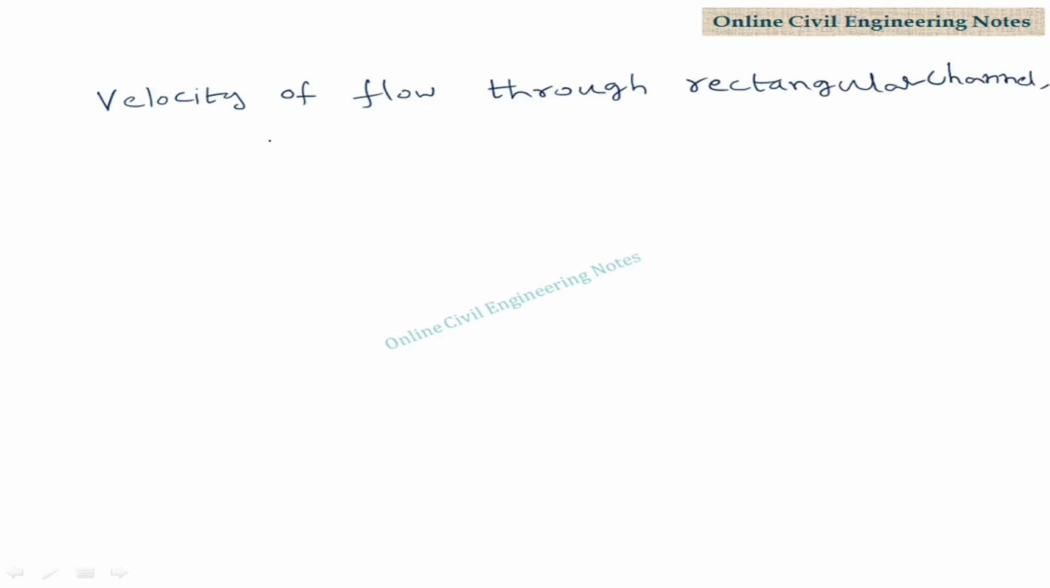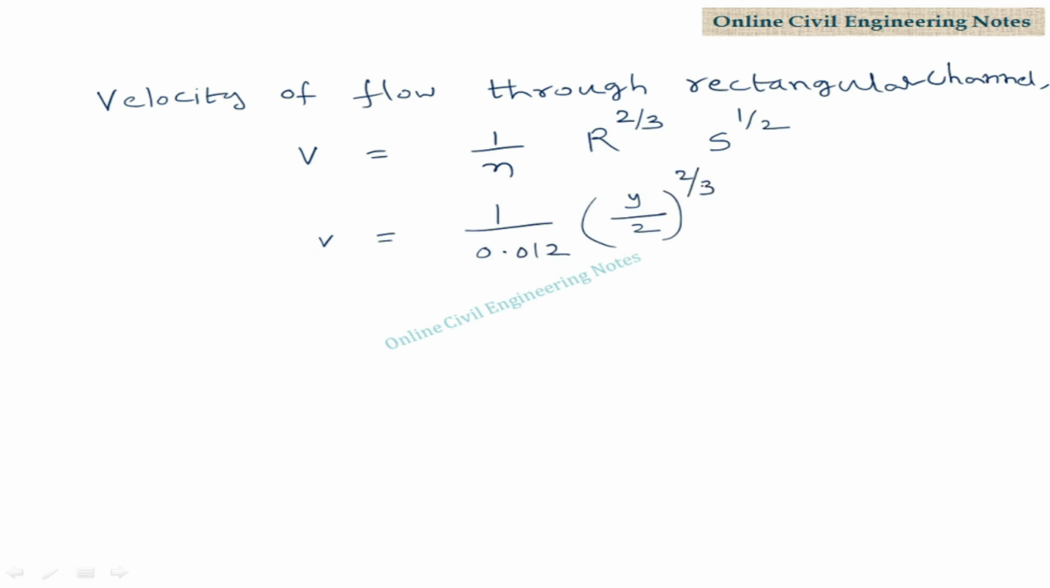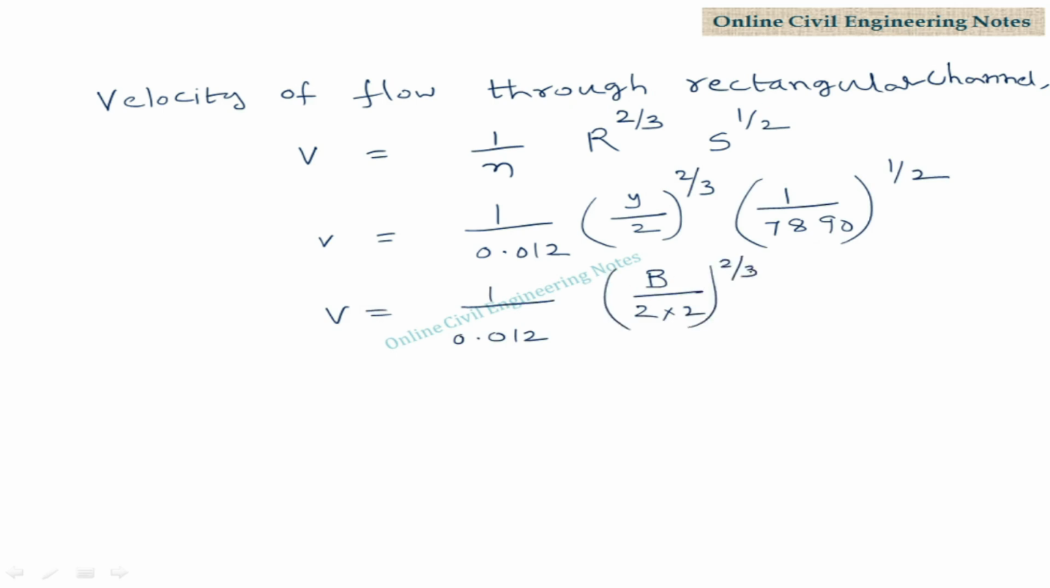Now calculate the velocity of flow through the rectangular channel. Using Manning's constant, V can be written as 1 by n R to the power of 2 by 3 S to the power of 1 by 2, where R is the hydraulic mean depth and S is the longitudinal slope. N is the Manning's constant. V is equal to 1 by 0.012, R is equal to Y by 2 whole power 2 by 3, S is 1 by 7890 whole power 1 by 2. We know Y is B by 2. So V is equal to 1 by 0.012, B by 2 whole power 2 by 3, into 1 by 7890 whole power 1 by 2.